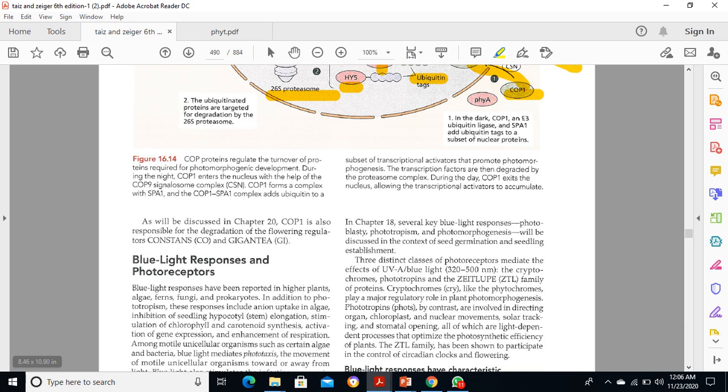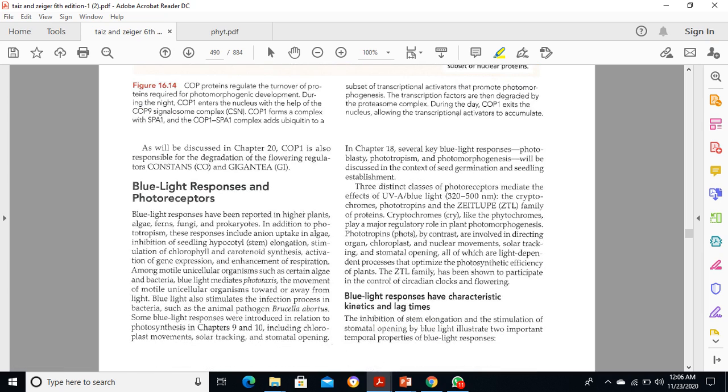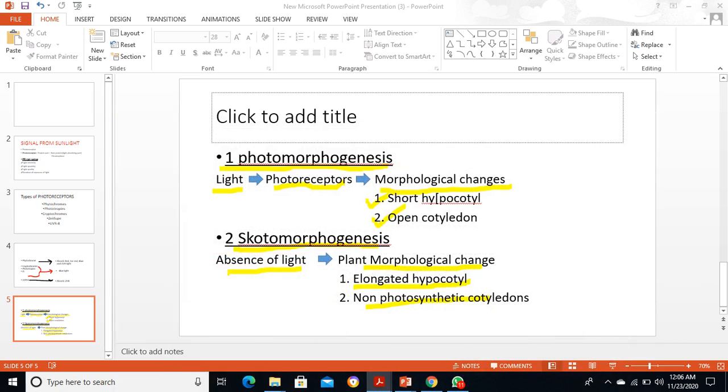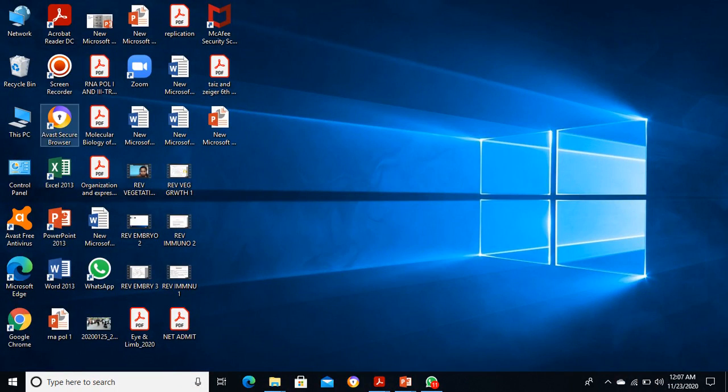Next topic is the blue light response or cryptochromes, the blue light responses and photoreceptors. That is, which are the photoreceptors that absorb blue light and how do they mediate these blue light-mediated responses like chloroplast movements, stomata. It's very important for CSIR questions. So that we will discuss in another video.